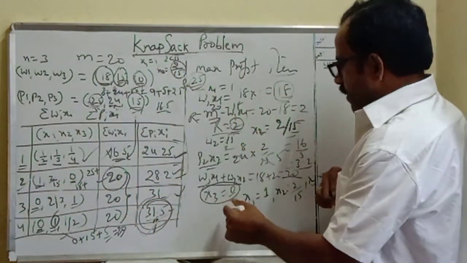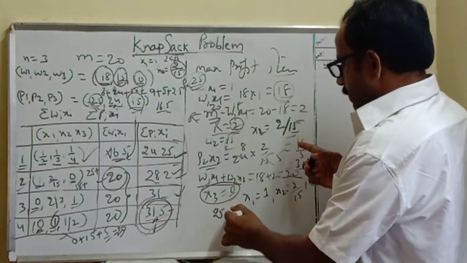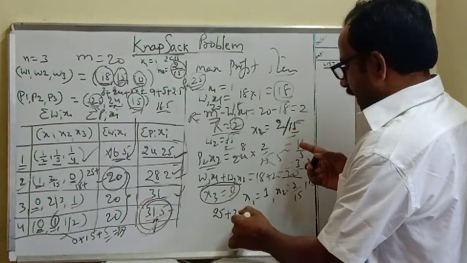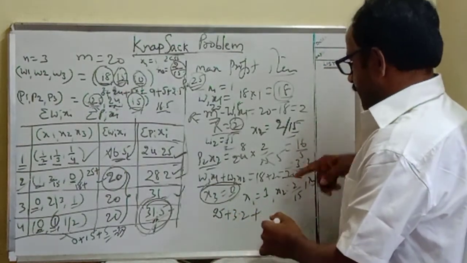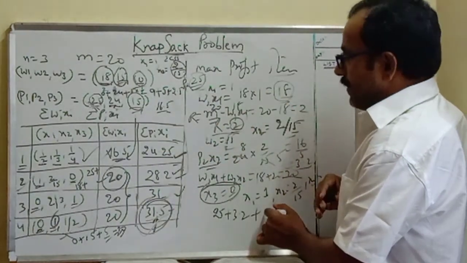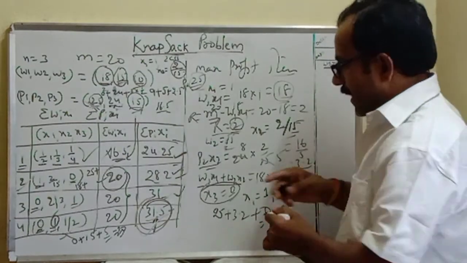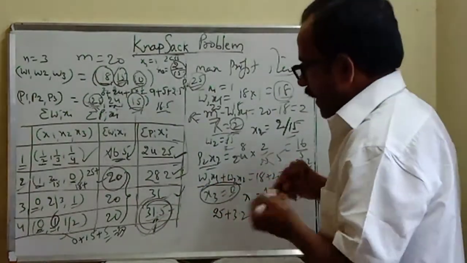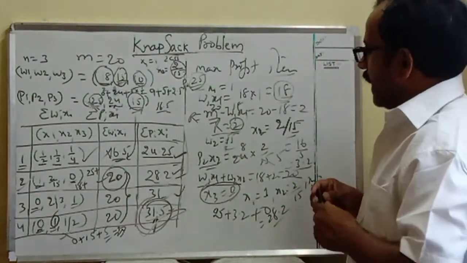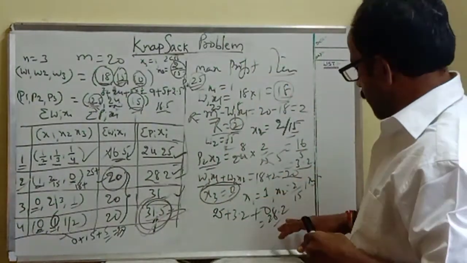So from this, how much profit can I get? 25 plus 3.2, because P1 into x1 plus P2 into x2 plus P3 into x3. P2 into x2 is 3.2, P1 into x1 is 25, P3 into x3 is 15 into 0, which is 0. So 28.2. But according to the brute force approach, we got 31.5 units profit. According to the straightforward greedy approach, it produces 28.2.